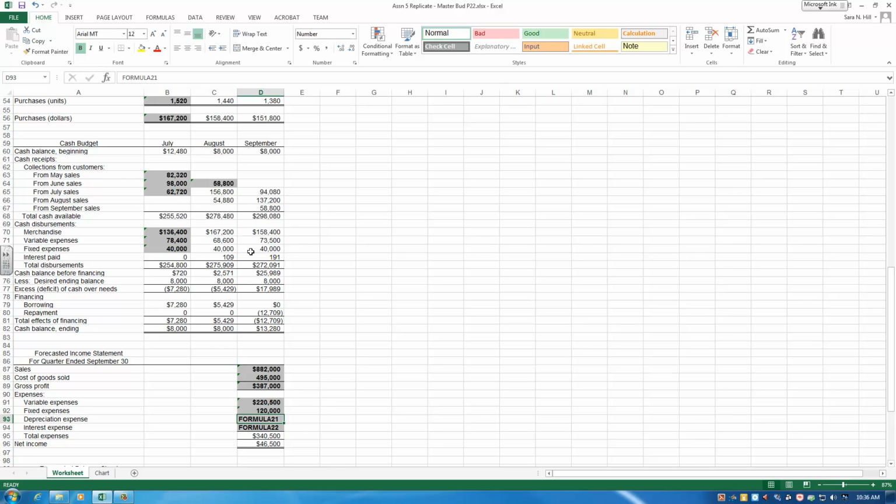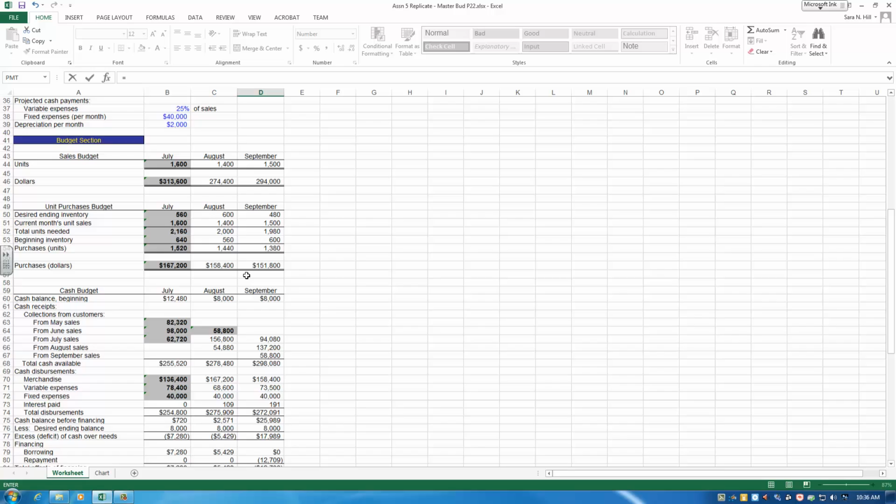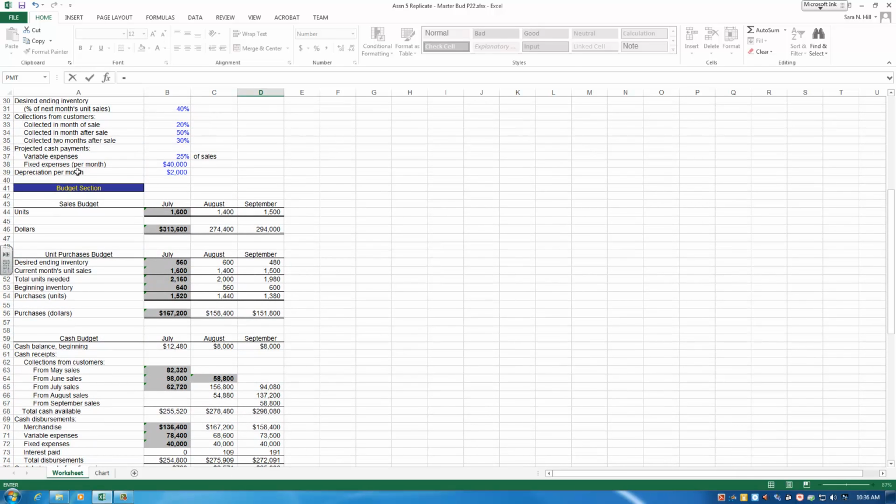Depreciation expense, that was given to us above for, I believe, just 1 month. So let's go ahead and take a look at our data. Depreciation per month. So we can grab that. We'll multiply it by 3 because we're looking at a whole quarter.